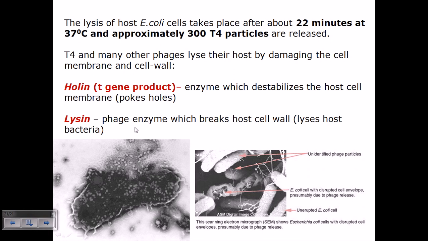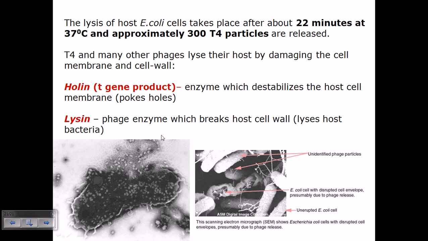Holin is a T gene product, an enzyme which destabilizes the host cell membrane. That means it creates a hole inside the membrane of E. coli. The second is lysin, which is a phage enzyme that breaks the host cell wall. That means it lyses the host bacteria, and after the lysis the phage particles can come outside. Okay, so that's the process, and using these enzymes they create the hole and burst the cell, and all the phage particles will be outside.